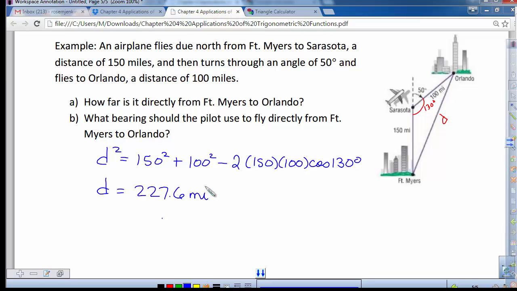Orlando? Okay, we talked about bearings. We said that they were measured from a north-south line. So we can already look at this picture and see that we're going to measure from the north line and we're going to go out to the east. We just need to figure out how many degrees to the east we need to go. So they're asking us to find this angle.